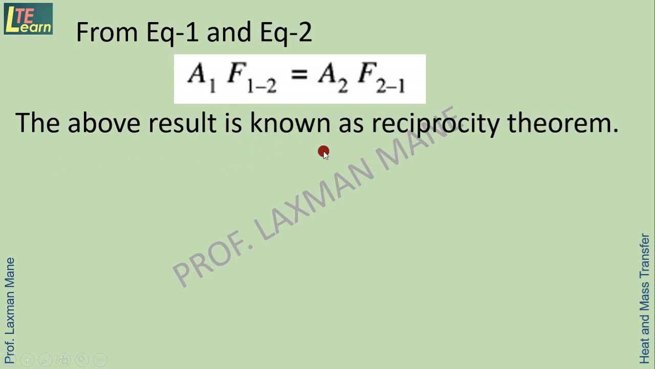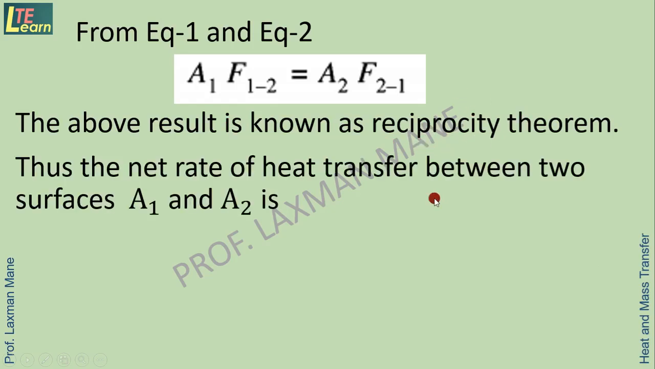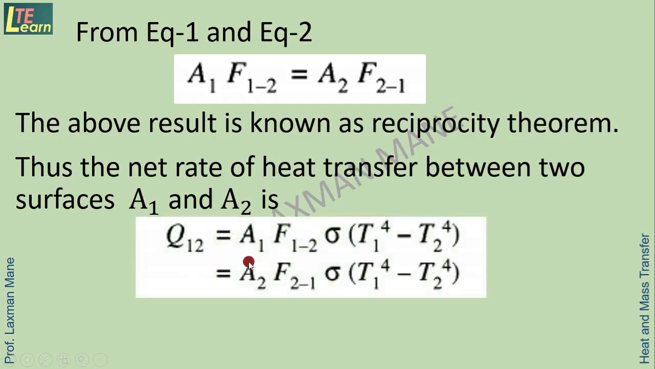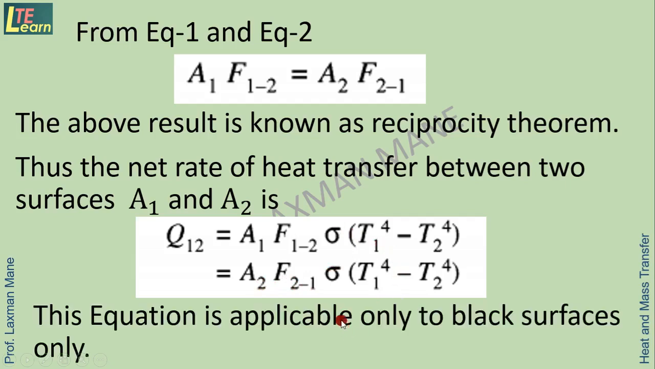This above result is known as the reciprocity theorem. Thus the net rate of heat transfer between two surfaces A1 and A2 is equal to Q12. Now here we will have two equations, in the form of shape factor 1 to 2 or in the form of shape factor 2 to 1. In the first, shape factor 1 to 2 with area A1, and shape factor 2 to 1 with area A2. This equation is applicable only to black surfaces or black bodies.